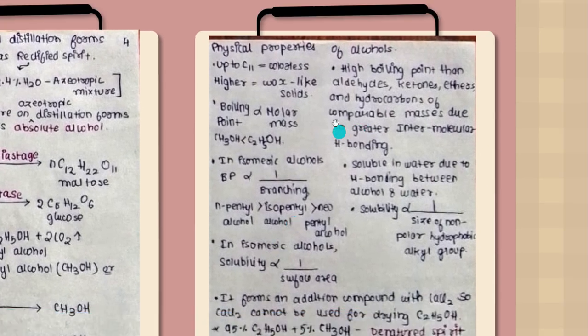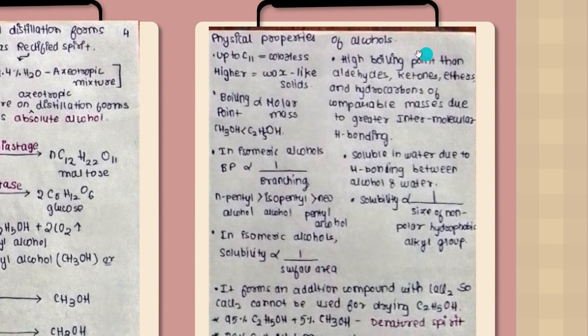Now coming to the physical properties of alcohols. Alcohols up to C11 are colorless. Higher than C11 are wax-like solids. And the boiling point of these alcohols is directly proportional to the molar mass.